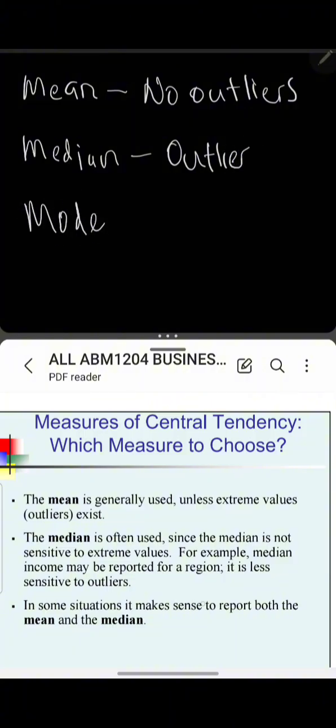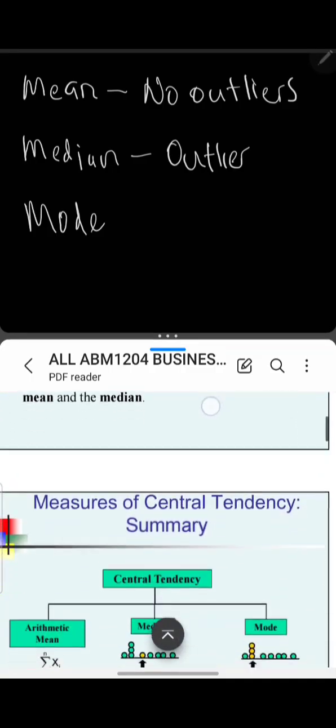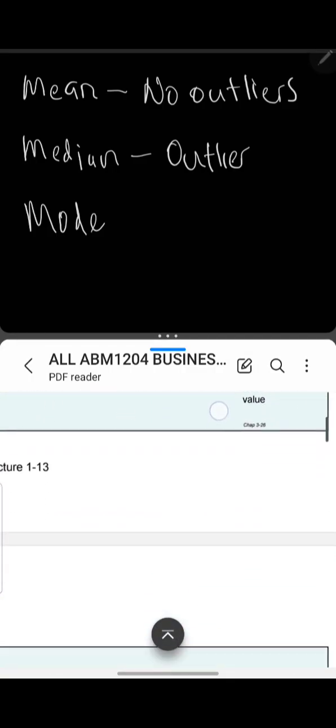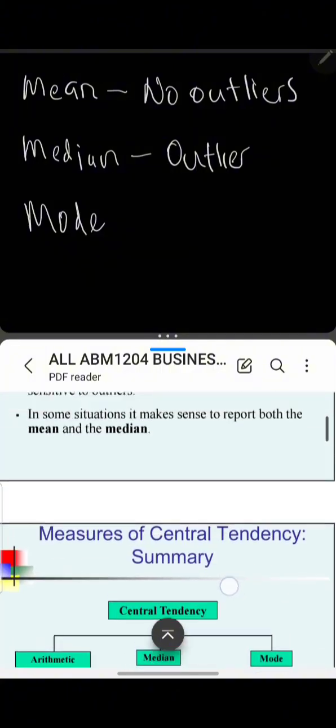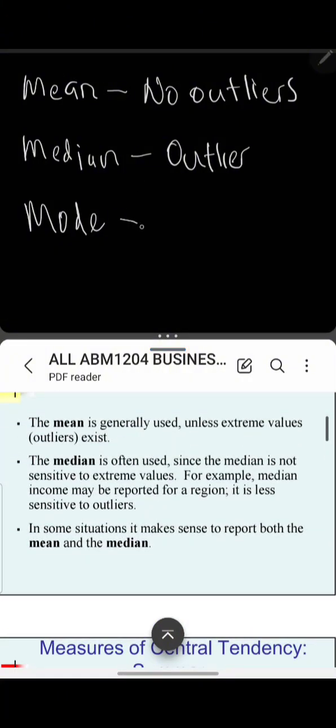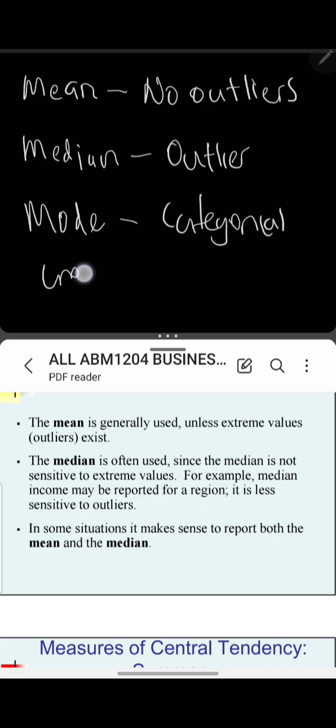Okay, in some situations it may make sense to report both the mean and the median. Sometimes you may need to report both. Now the mode, I don't know if it's given somewhere here. The mode is used especially for categorical data. Now, categorical data, let's say, crops grown.